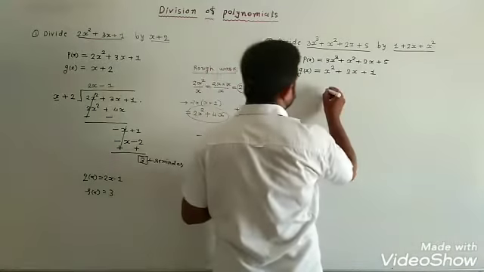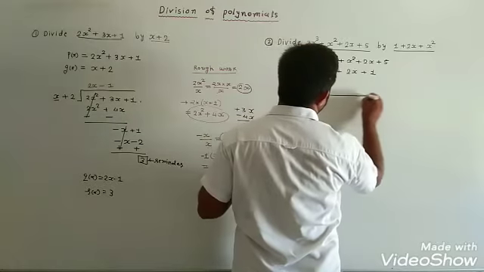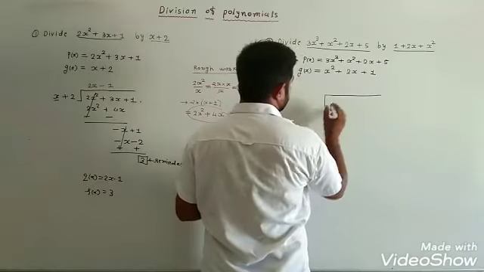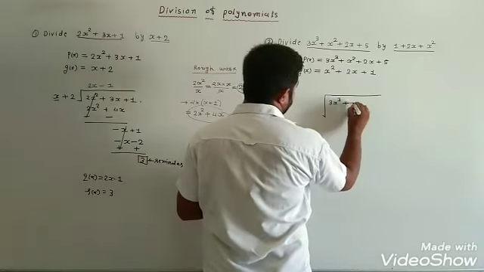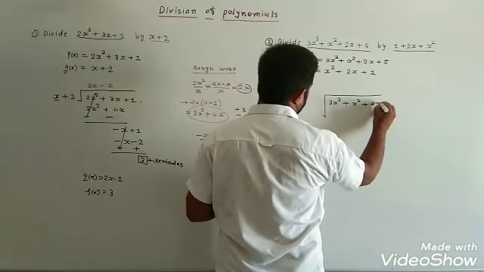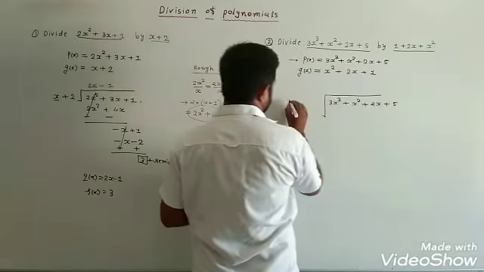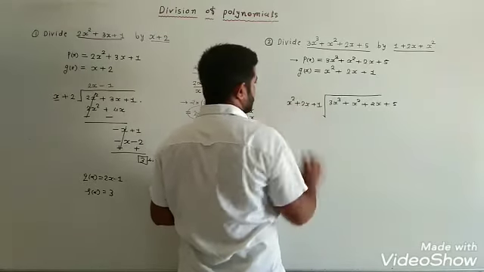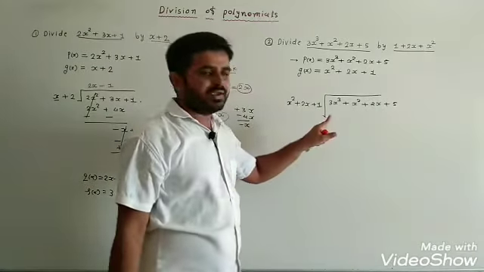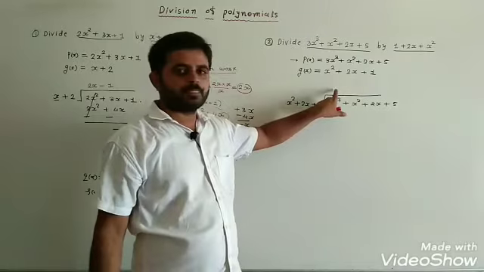Now I have to do the division of the same. Here is p of x, which means 3x cube plus x square plus 2x plus 5, and here is x square plus 2x plus 1. Now how can we start the division?